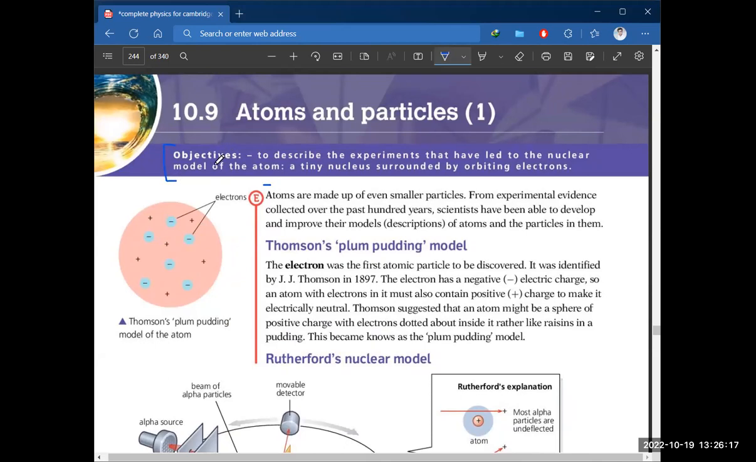Atoms are made up of few small objective to describe the experiments that have led to the nuclear model of the atom, a tiny nucleus surrounded by orbiting electrons. Atoms are made up of even smaller particles. From experimental evidence collected over the past 100 years, scientists have been able to develop and improve their models, descriptions of atoms and the particles in them. Fine.